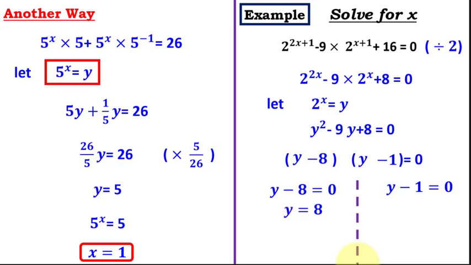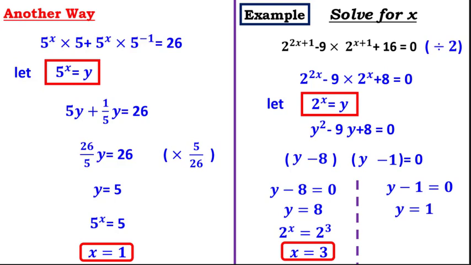From the first equation we get y equals 8, but 2 raised to the power x equals y. Then cancel y and write 2 raised to the power x, and we can write 8 as 2 cubed, the exponential form of 8. We will get the two bases are the same, then x equals 3. In the same way, y equals 1 and y equals 2 raised to the power x. Then we can write 1 as 2 raised to the power 0. Then directly x equals 0.